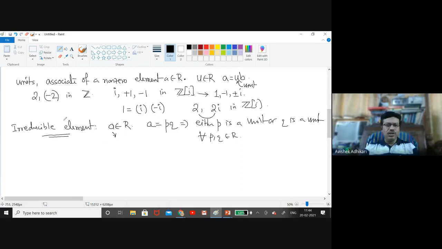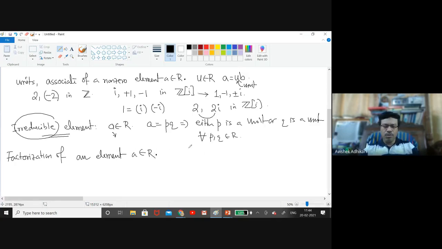So based on these irreducible elements, associates, and so on, we are going to define a term called factorization. So, factorization of an element a belongs to R.